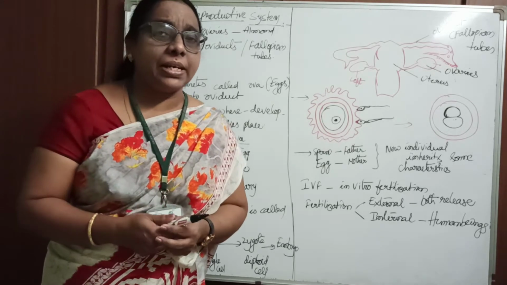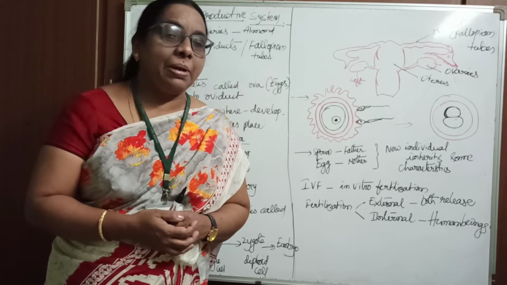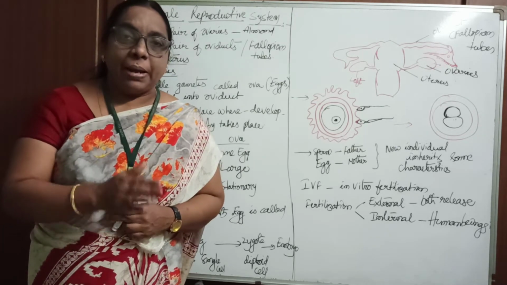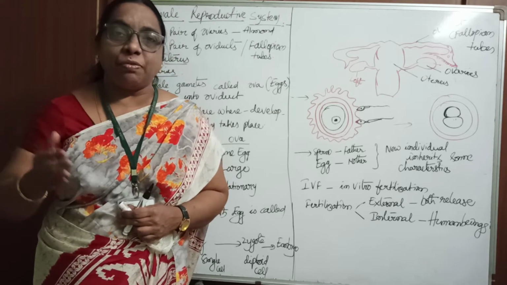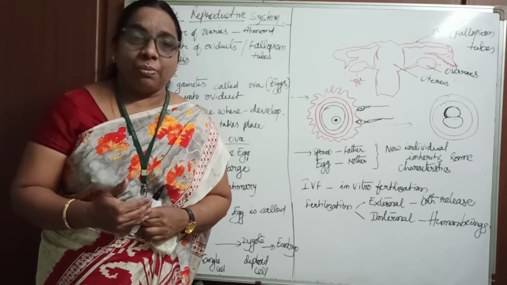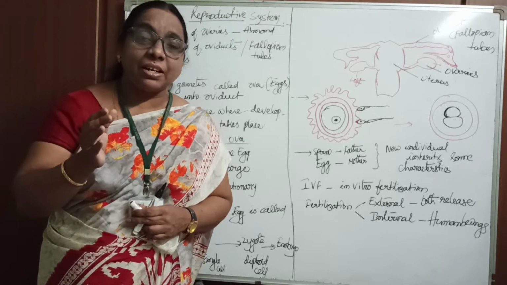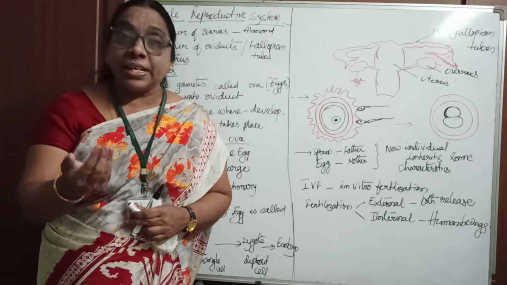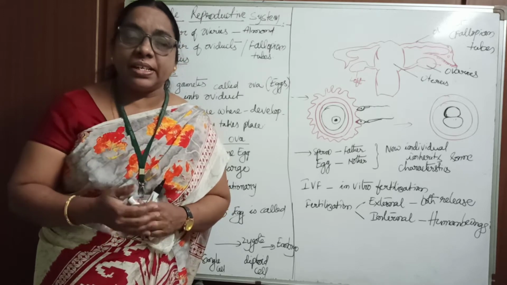Okay, children, we already studied the male reproductive system. Let me once recollect what you learned. All this is a comparative study, children. The male reproductive system has a pair of testes, and the female also has a pair of ovaries. The testes are located below the abdomen in the scrotal sac, whereas the pair of ovaries are placed inside the abdomen. Testis is below the abdomen and ovaries are inside the abdomen.